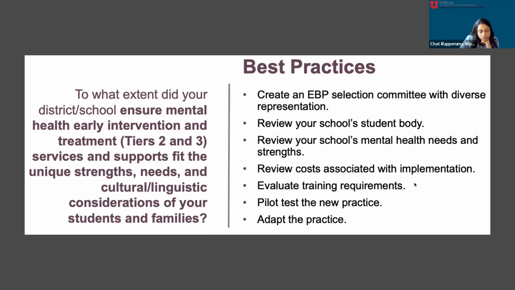So this is one of the other most important considerations when it comes to tier 2, tier 3 services. So to what extent did your school and district ensure tier 2, tier 3 services and supports fit the unique strengths, needs, cultural, linguistic considerations of students and families? This is something that we have stressed through all of our previous presentations. Our families are unique, they're different. So being able to capture and cater to those differences and uniqueness is very important. So how do you do that when it comes to a tier 2 and tier 3 setting?